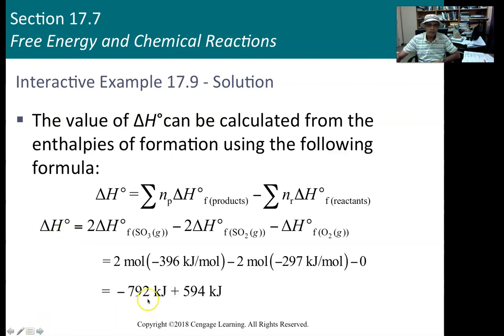Okay, so let's get the answer there. It is minus 198 kilojoules. All the values are quoted in kilojoules per mole, and so this one will be in kilojoules because you're working in quantities that are now different from the 1 mole quantity. You can see it's multiplied by 2 moles, here was 2 moles, and so on.